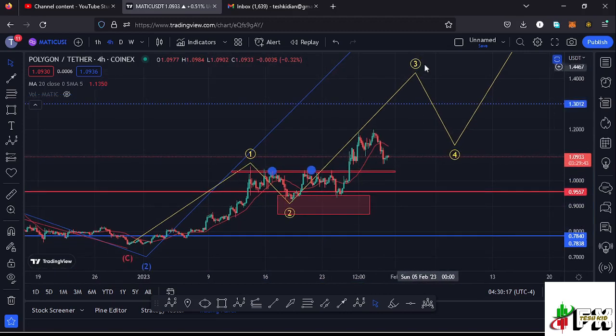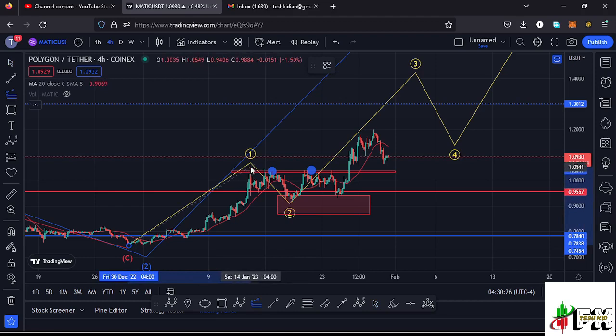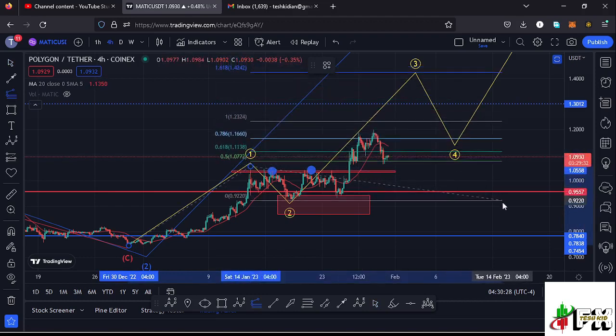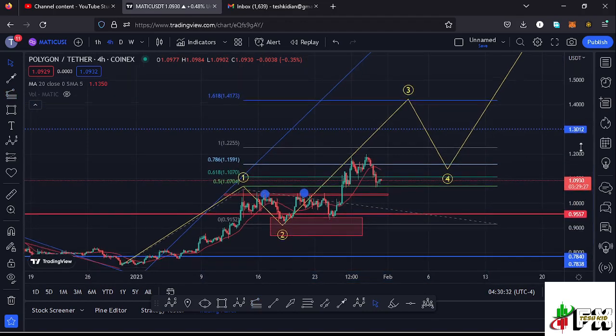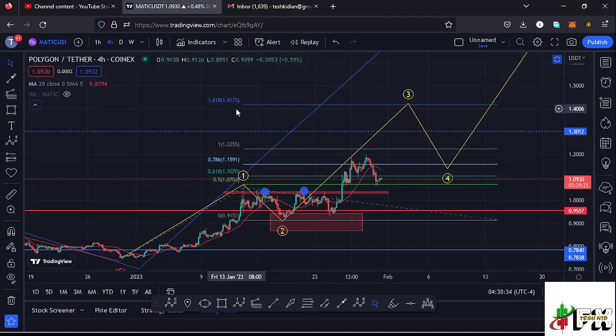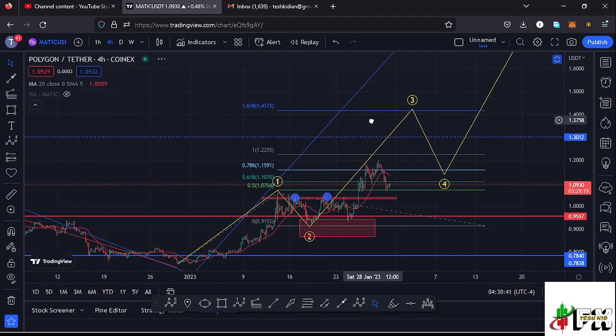Sketching out a minimum target area to the upside in the formation of this wave 3 using a trend based Fibonacci, connecting it from the low of the first wave to the high of that wave 1, then dragging the fibs to the low of the second wave. That gives me a minimum target area to the upside in the formation of that wave 3 at the fib level 1.618, which perfectly lies at around the $1.4173 mark, and that is the minimum that I'm expecting Polygon Matic to do.